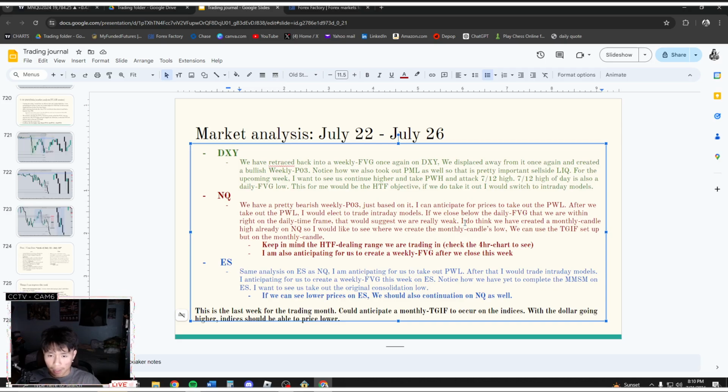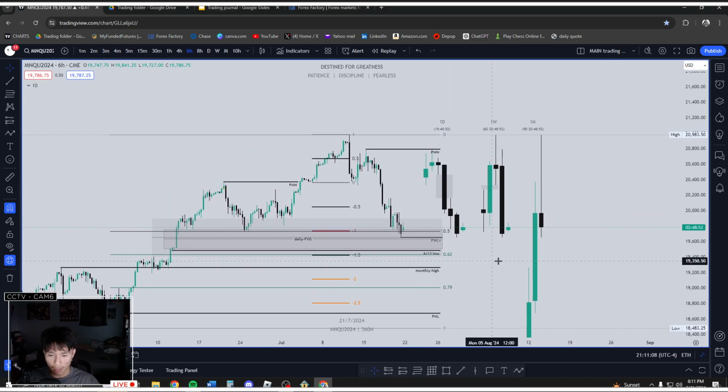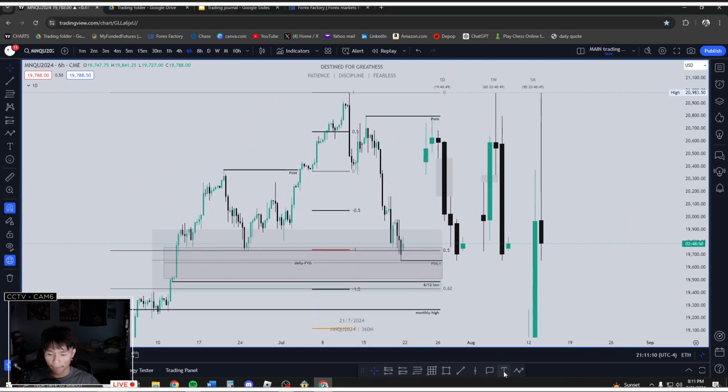All right, and I do think we have created a monthly candle's high already on NQ, like I said before. So I would like to see where we would create the monthly candle's low. We can use the TGIF setup, but on the monthly time frame. So what I mean by that is, let's say we do take out previous week's low, right?